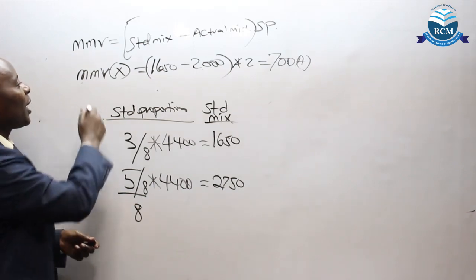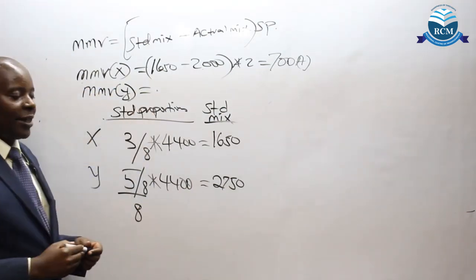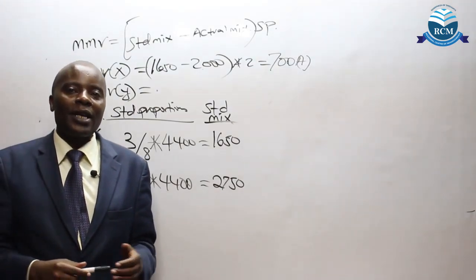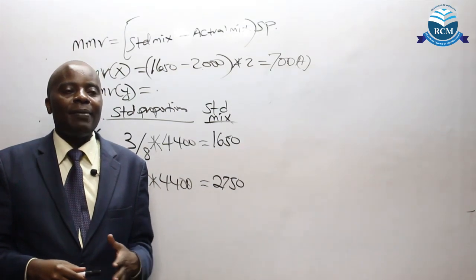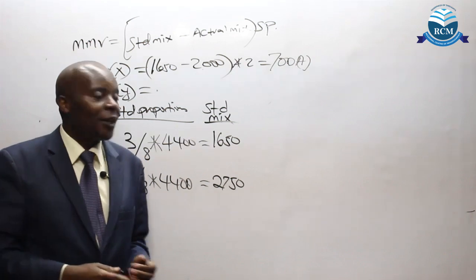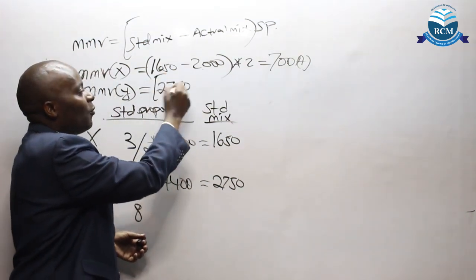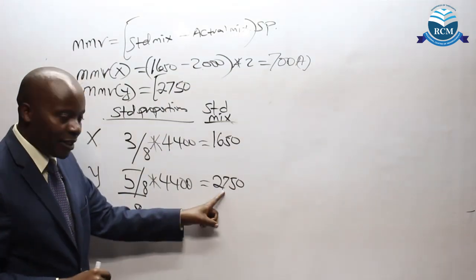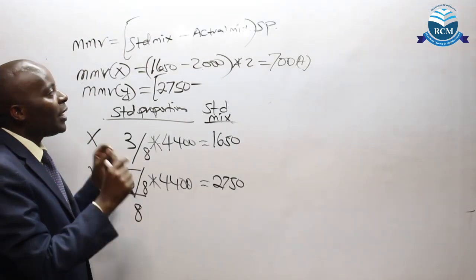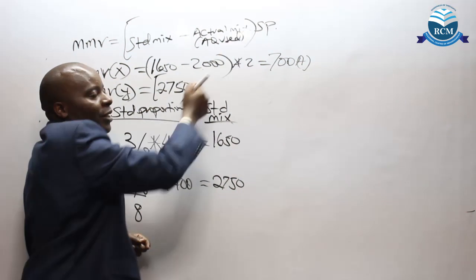Now from there, kindly come and give us the material mix variance of Y. The standard mix of Y is 2,750. Minus the actual quantity of Y. Ladies and gentlemen, this actual mix is the same as the actual quantity that was used.